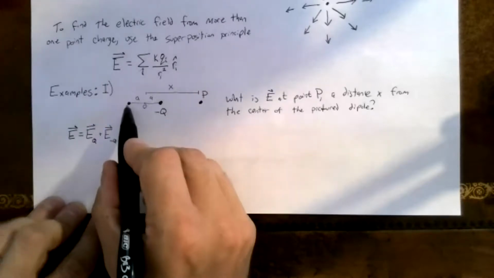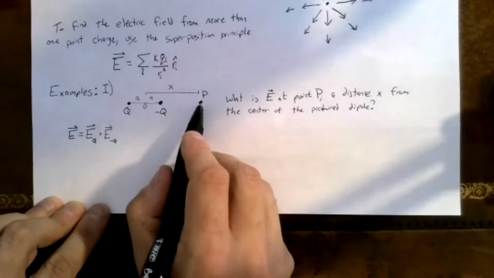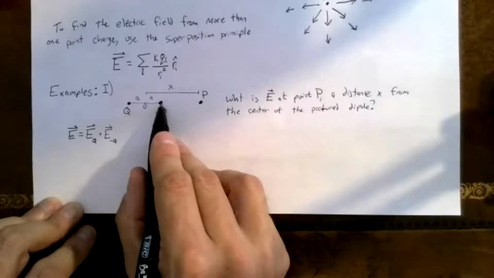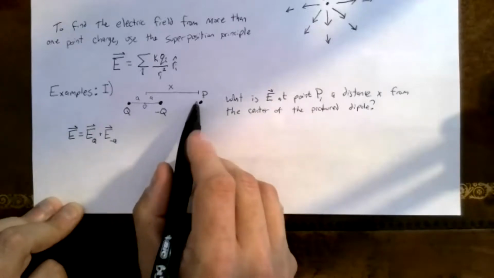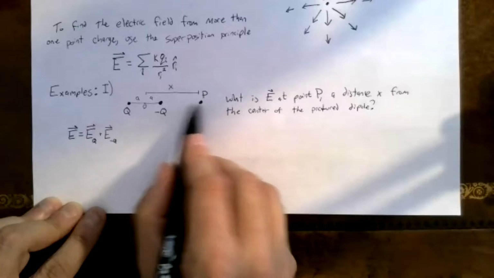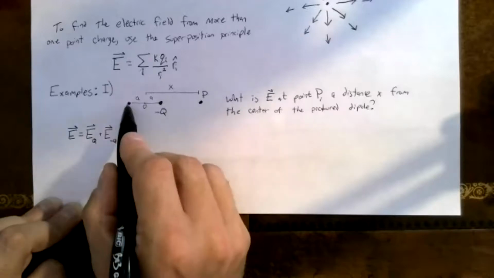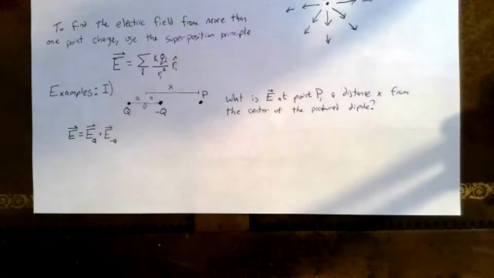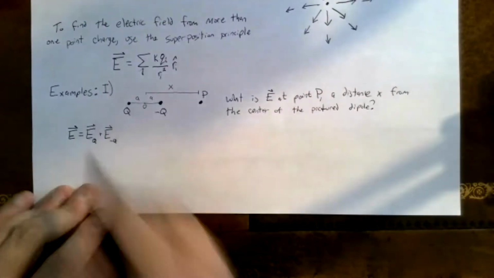The positive Q charge is going to tend to repel a positive charge placed at point P, so that's going to make an electric field to the right there. But the negative Q charge is going to tend to attract a positive charge placed at point P, so that's going to make the electric field there to the left. And since the negative charge is a little bit closer to point P than the positive charge, that's going to win out, and we should see an electric field to the left. So let's figure out what each of these are.